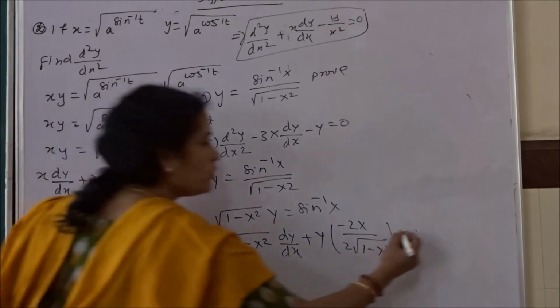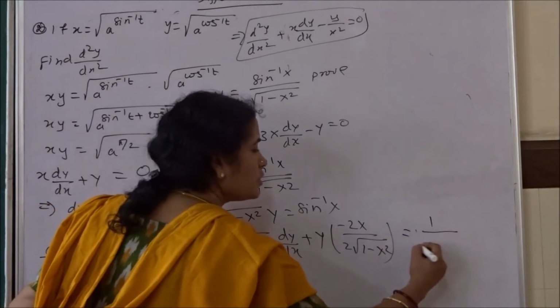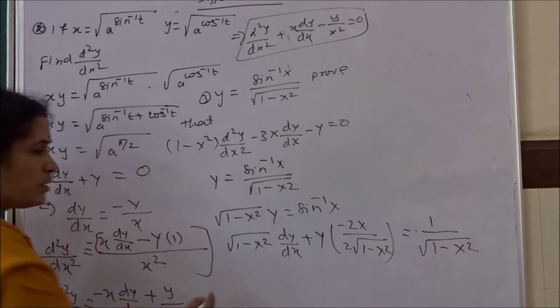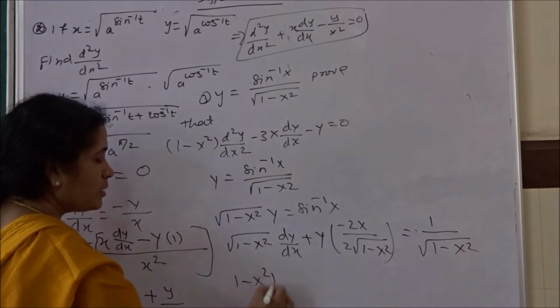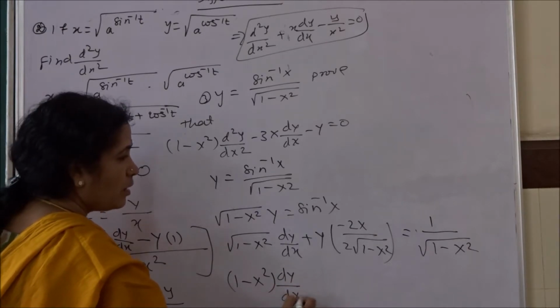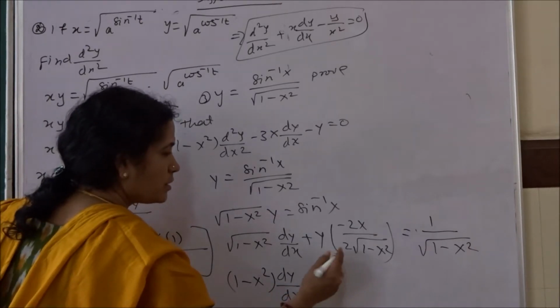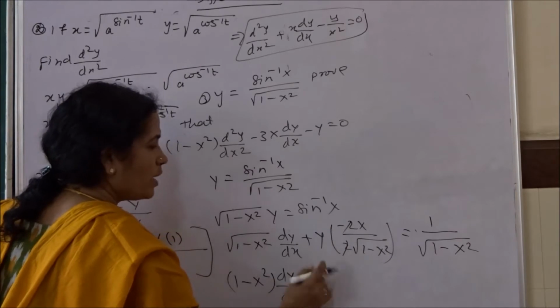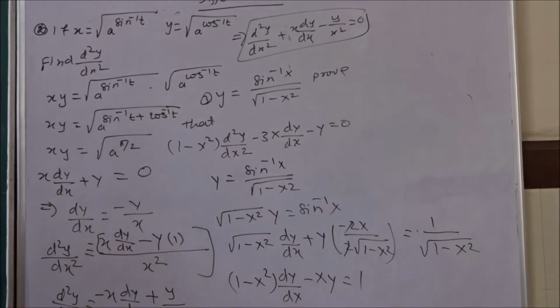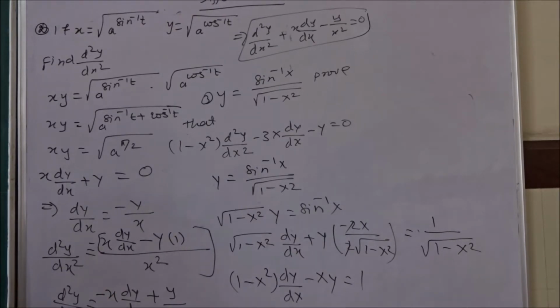Am I correct? So that is equal to sine inverse x differentiation, 1 upon under root of 1 minus x square. Again take it across by multiplication. So what will we get? 1 minus x square into dy by dx minus 2x, the 2 will be cancelled. So we are getting minus xy, that is equal to 1. Am I correct? Now again I am going to do the second derivative.